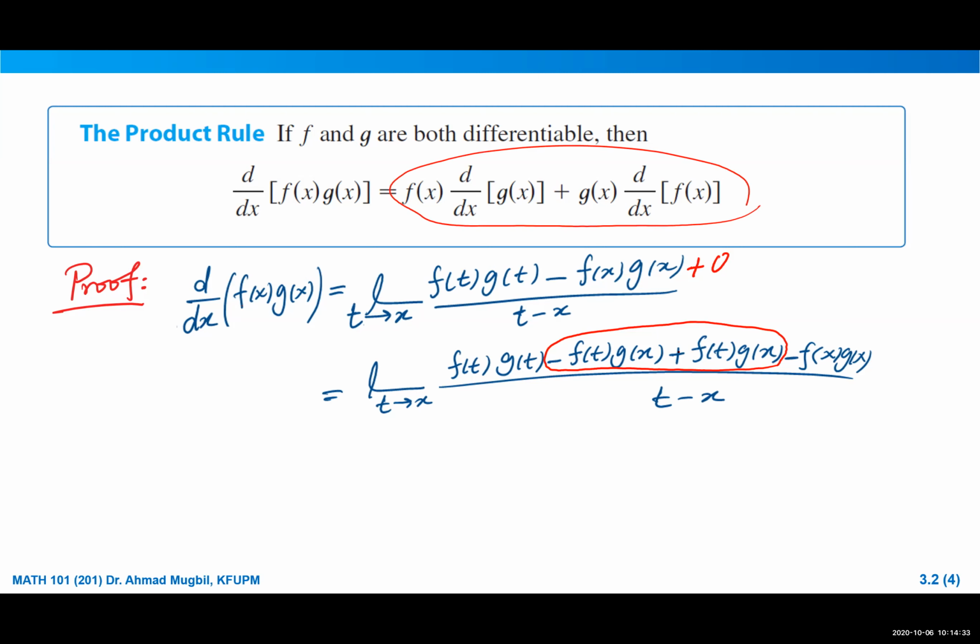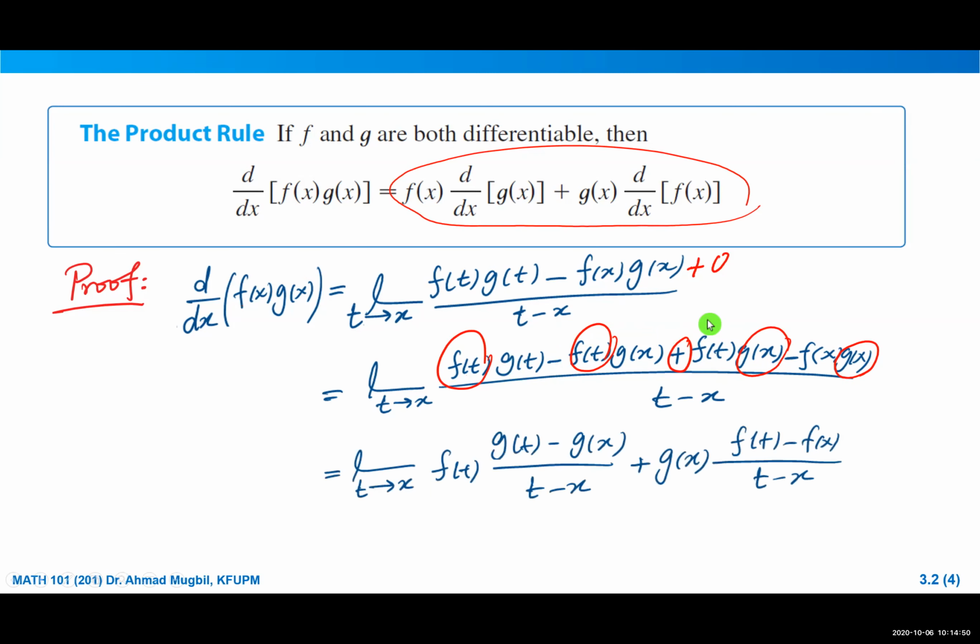f at t g of x plus f of t times g of x. Now I will take f of t as a common factor here, and here I will take g of x as a common factor in the last two terms. Now if you take f at t as a common factor and distribute this, separating the two fractions, look what you will have. f of t as a common factor, you will have g of t minus g of x. Here you will have g of x times f of t.